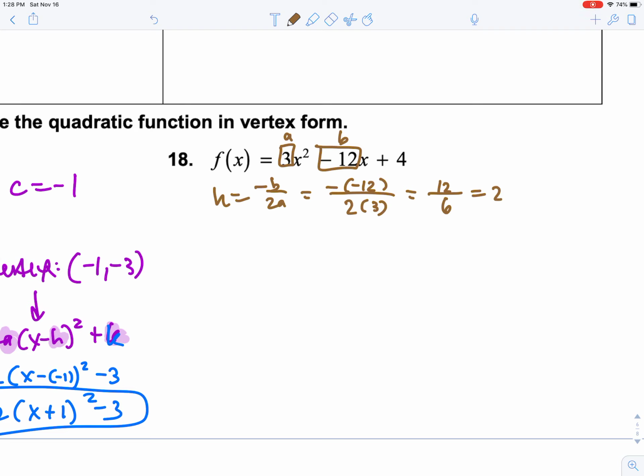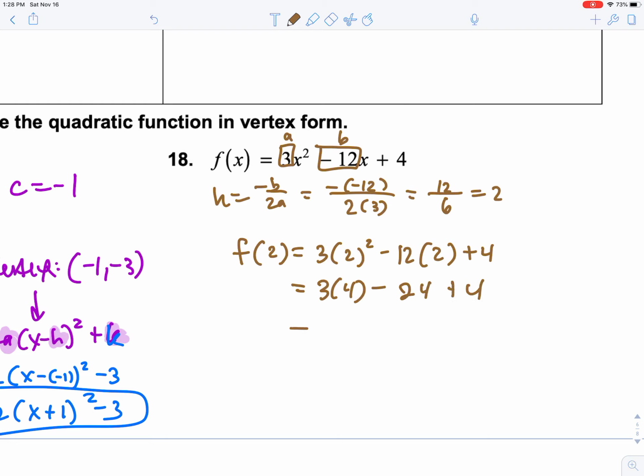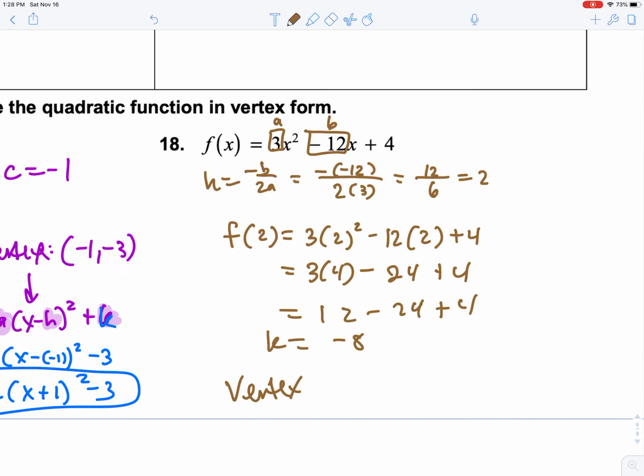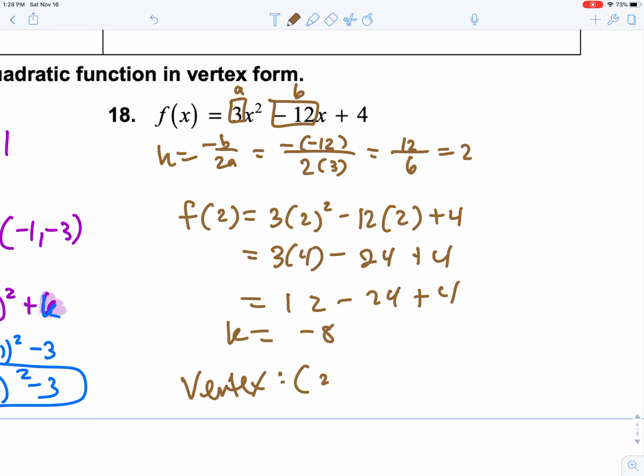All right, I need to find k. I'm going to switch out my x values for my h value. So anywhere there is an x, I will replace it with 2. When I start to simplify, I get 3 times 4 minus 24 plus 4, 12 minus 24 plus 4, and then I get negative 12 plus 4, or negative 8, and that actually is my k value. So my vertex, not that it's specifically asking me here, is 2 comma negative 8.